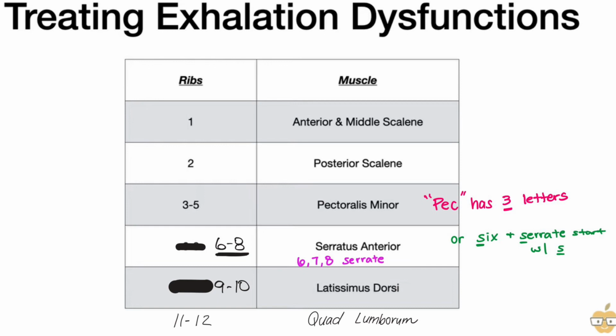He also says that rib 6 starts with S and serratus anterior starts with S, so that's how you can correlate 6, 7, and 8 with serratus anterior. Instead of that mnemonic, I like to think 6, 7, 8, use serrate. So that's how I remember it. You'll also see that I crossed off some stuff on his table because it wasn't what DCOM is teaching us.